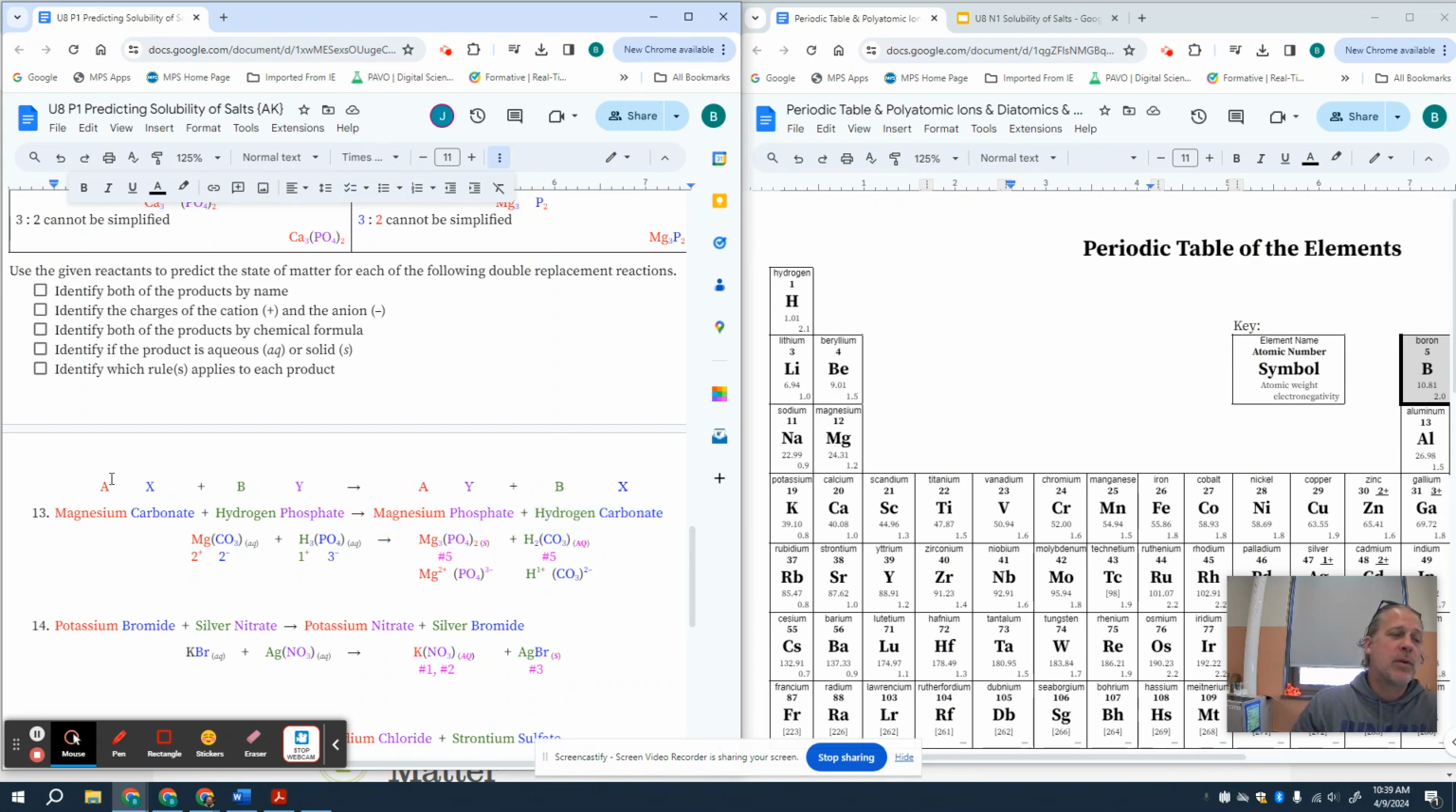So we have to remember the generic formula for a double replacement reaction, which is AX plus BY makes AY plus BX. And that means that if A and magnesium are together on the left side, A and magnesium have to be together on the right side. And X and carbonate on the left side, X and carbonate on the right side. B and hydrogen on the left side, B and hydrogen on the right side, Y and phosphate on the left side, Y and phosphate on the right side. Okay, so that's the easy part of it.